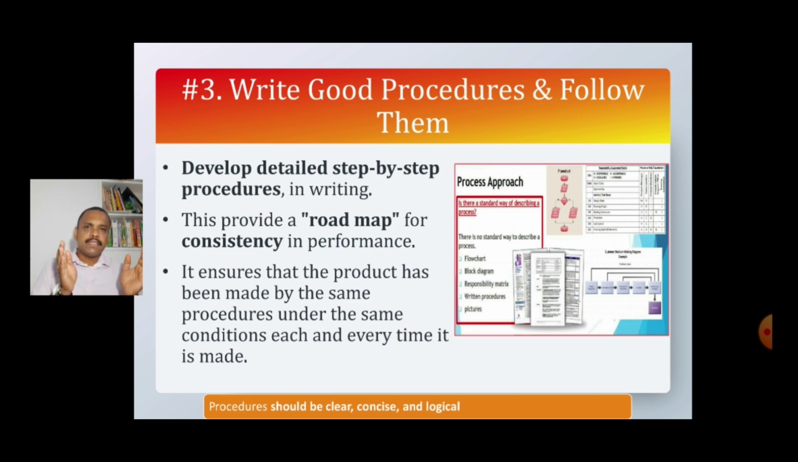All the procedures you are making should be very clear, concise and logical also. You can make them in different forms. Sometimes it may be in the form of a flow chart, a block diagram, or a written procedure. So there are various ways through which you can make a good procedure. And just having a procedure is not sufficient. As I mentioned, if you make any deviation from the procedure, what will happen?